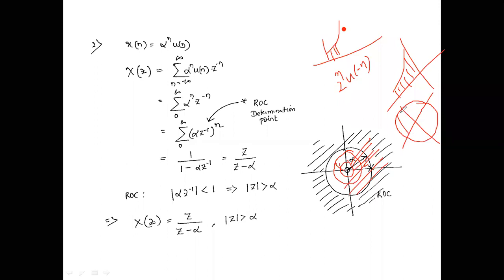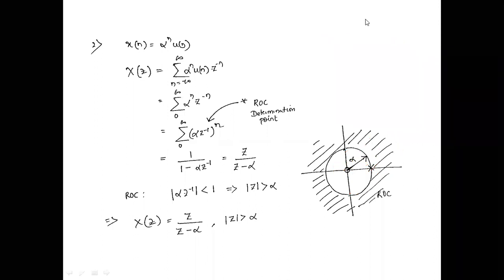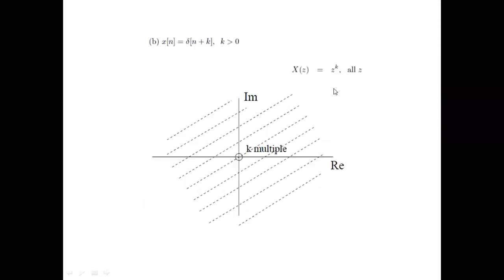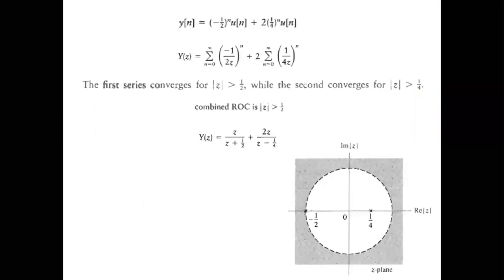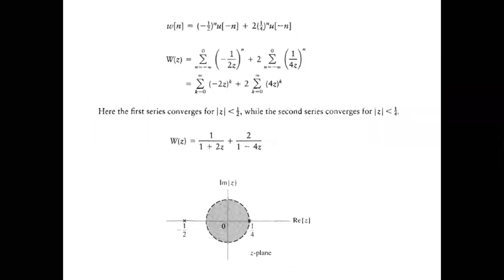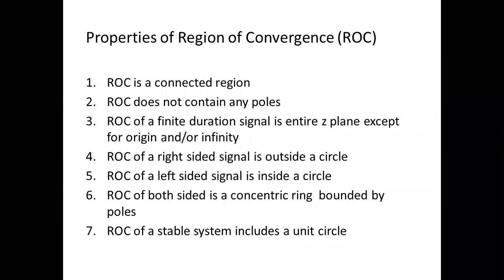Inside the circle of radius 2. The Z transform of 2 to the power n into u of n contains an ROC inside the circle of radius 2. So this circle has radius 2, while our unit circle has radius 1. So the last property is also quite convincing: the ROC of a stable system includes the unit circle. In all these problems, we are trying to arrive at the properties of ROC.